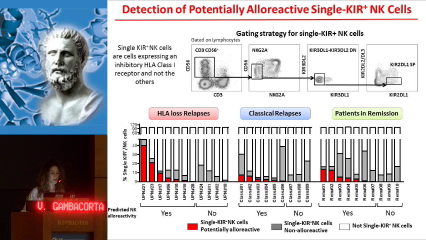According to the Perugia model, alloreactive NK cells should be positive for a KIR missing its ligand on target cells and negative for all the other inhibitory receptors for which the ligand is present. Using these gating strategies, we studied the frequency of single KIR positive NK cells within our groups, and in particular of those potentially alloreactive, shown in red. As you can see, potentially alloreactive single KIR positive NK cells are present in all experimental groups, although the frequencies are very variable. And in particular, they are present also in the peripheral blood of patients with HLA loss relapses. So we had to look further.